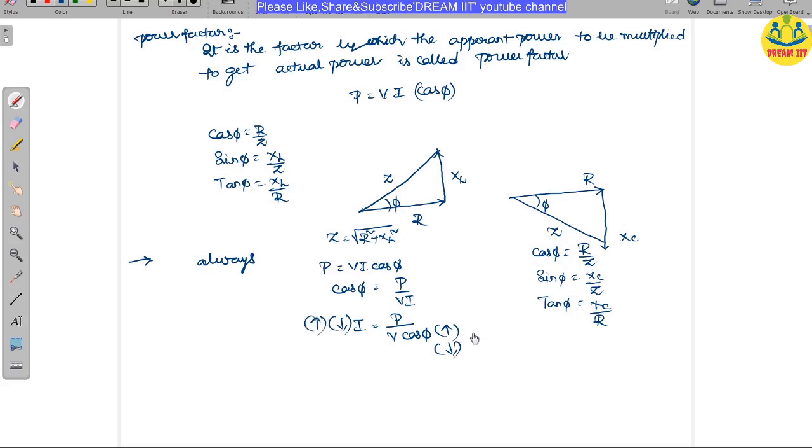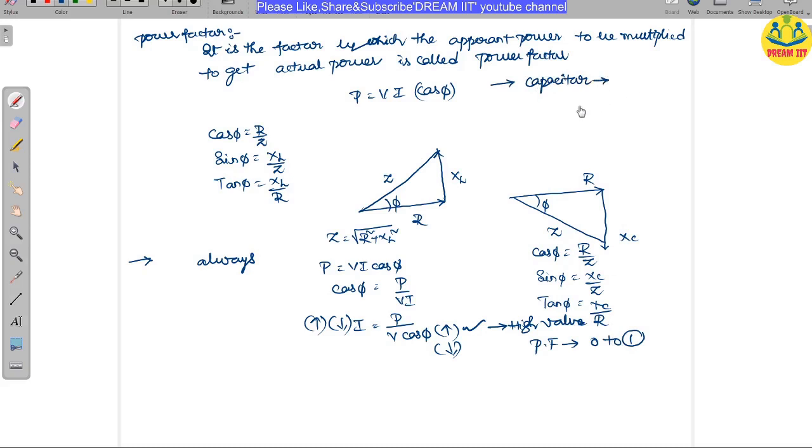So always our target is to maintain a high power factor. The power factor range will always be from 0 to 1. Your numerical problem answers should also lie in this range, that is 0 to 1. That's why we always try to maintain a high power factor. The technique we use is capacitors. Capacitors will improve the power factor.